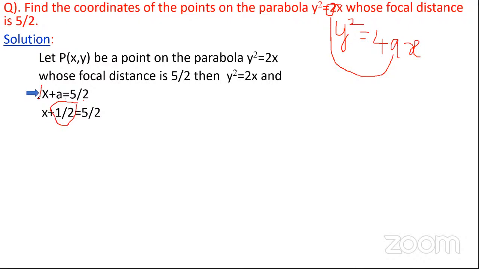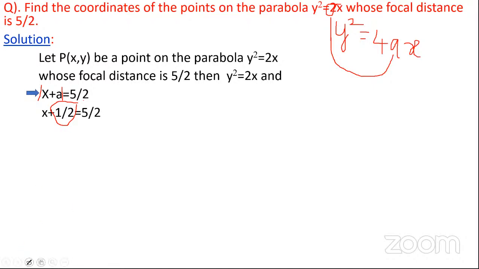Actually, the focal distance should be in mod, children. It's just a printing mistake here. So x plus 1 by 2 is equal to 5 by 2. We will take positive values only. Though it is mod, we will take positive values only. Negative value cannot be taken, because focal distance is a distance, so it should always give us the positive value. Is it clear, children? We don't take negative value.